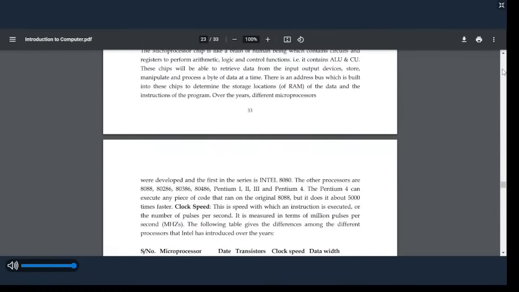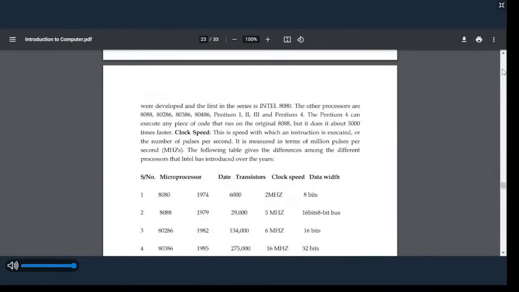So the Pentium 4 can execute any piece of code that ran on the original 8088, but it does it about 500 times faster. So the clock speed is the speed with which an instruction is executed, or the number of pulses per second. It is measured in terms of million pulses per second, megahertz. So the following table gives the differences among the different processors that Intel has introduced over the years, and you can see the speeds.